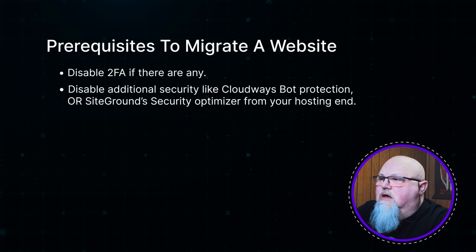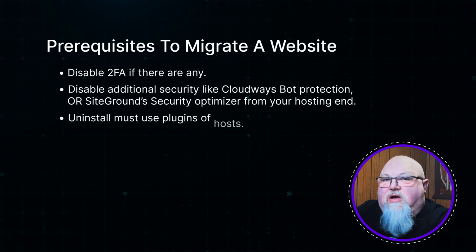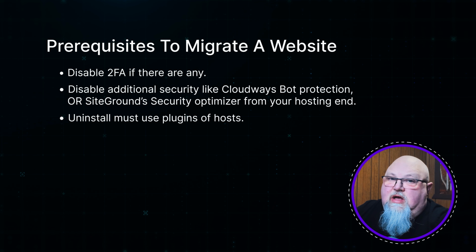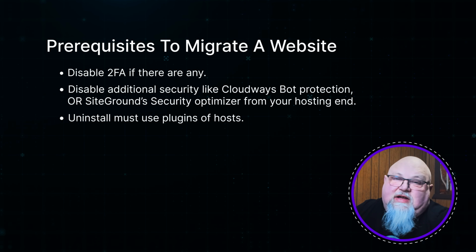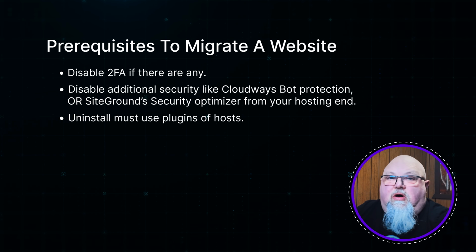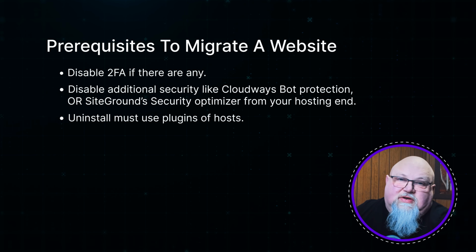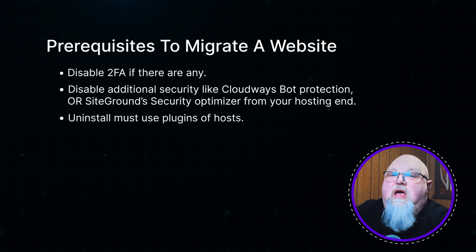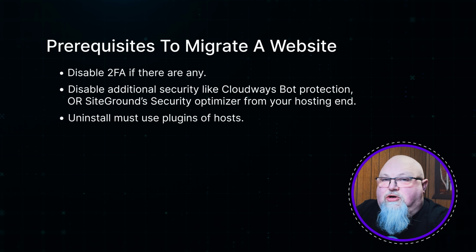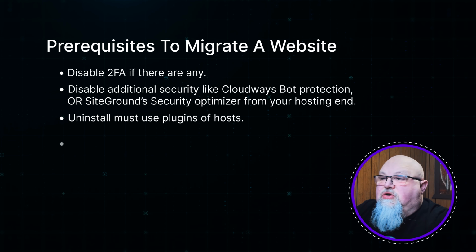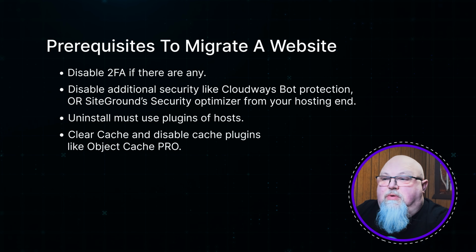optimizer, uninstall must-use plugins of hosts. It's pretty common for a host to have a must-use plugin that ties into their system somehow. You can log in with your file manager or SSH or FTP or whatever, and simply remove them from the mu-plugins folder. Next, you need to clear cache and disable cache plugins like Object Cache Pro.